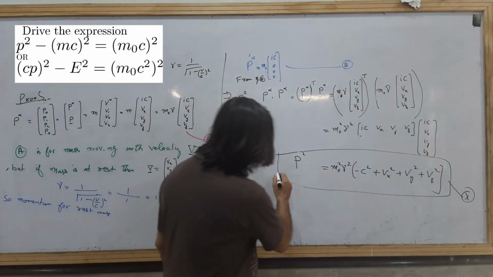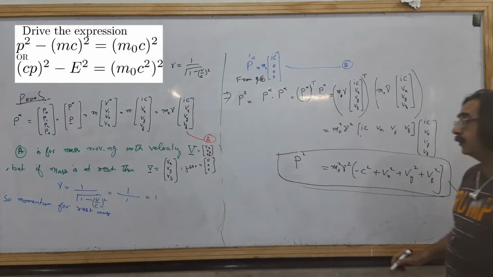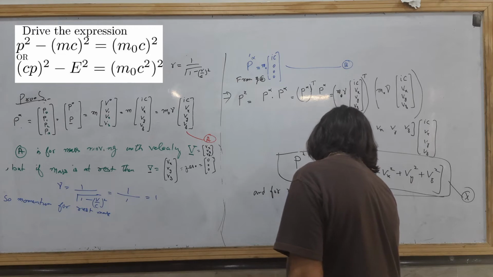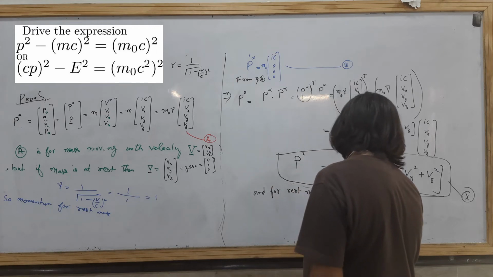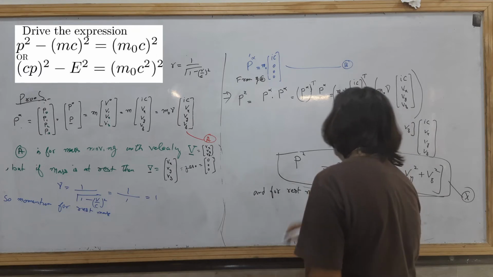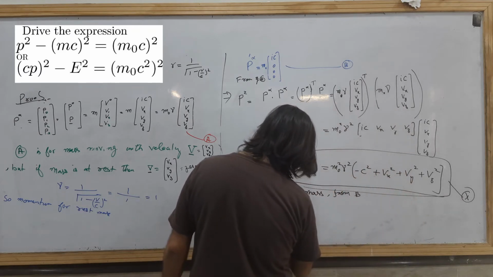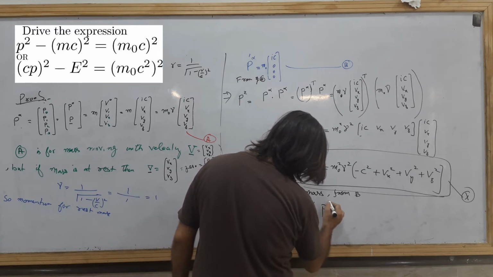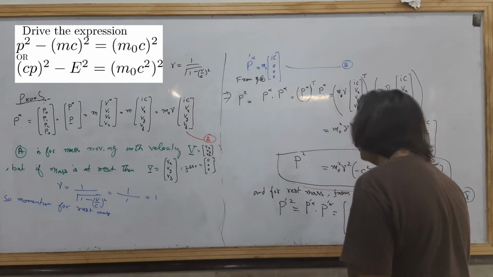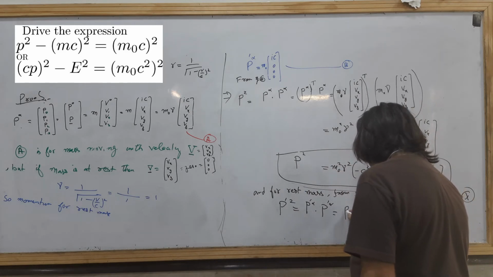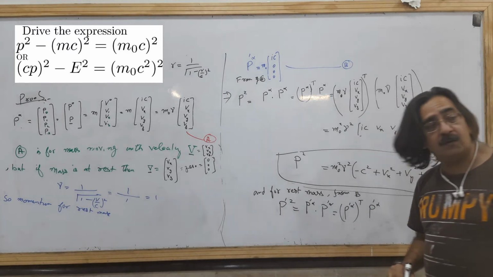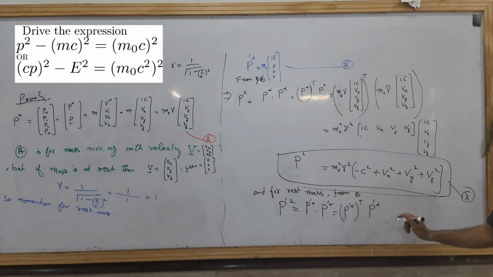Okay, this is equal to this. And for rest mass, from B, P dash alpha square, sorry, P dash square, will be equal to P dash alpha dot P dash alpha, that is, P dash alpha transpose times P dash alpha, its transpose and this as it is.